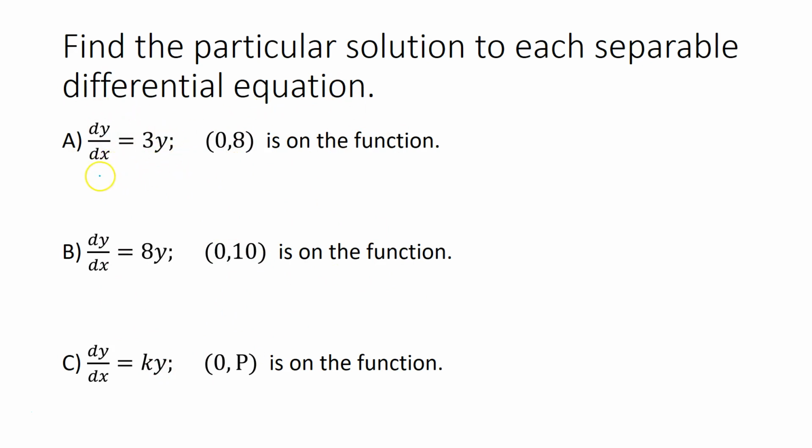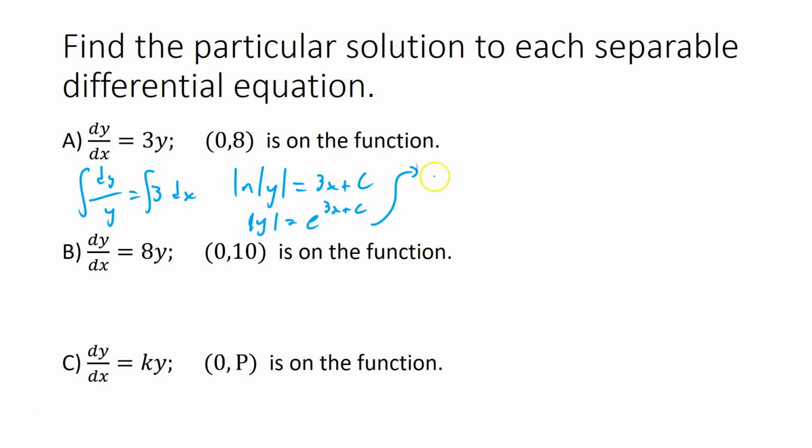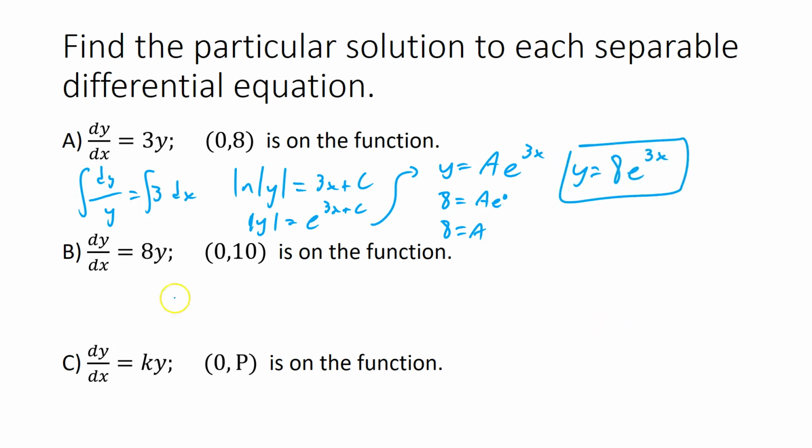So for the first one, I'm going to separate the variables. So I have dy over y is equal to 3 dx. Integrate both sides. We have natural log absolute value of y is equal to 3x plus c. Exponentiate, we have absolute value of y is equal to e to the 3x plus c. That's going to be y is equal to a e to the 3x. And then we can solve for a by using (0, 8). So we have 8 is equal to a e to the 0, so 8 is a, because e to the 0 is 1. So we have y is equal to 8 e to the 3x. Easy.